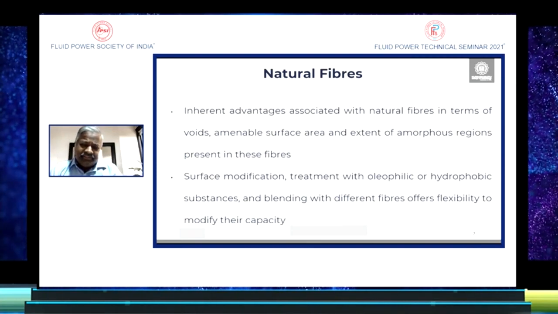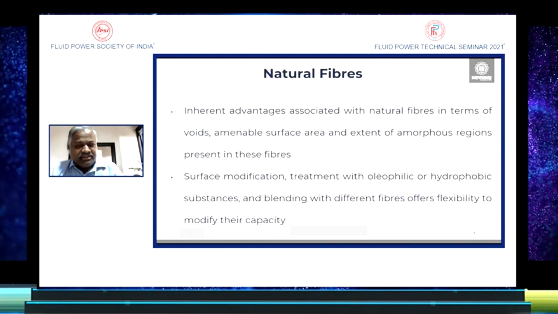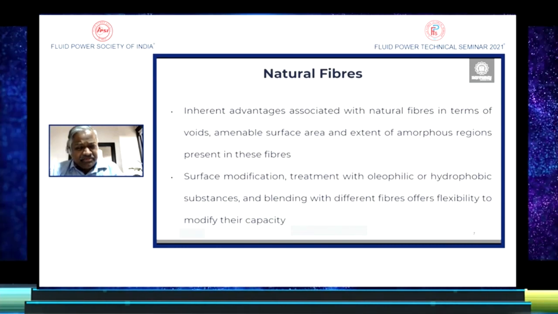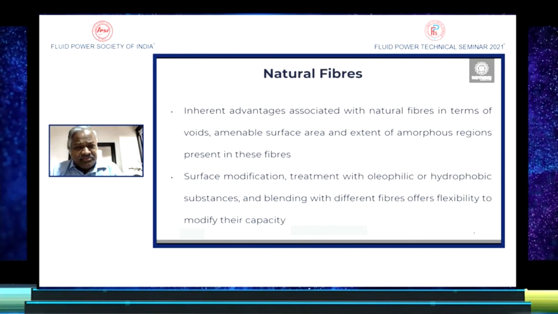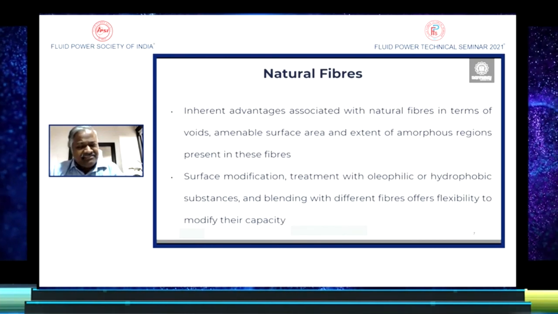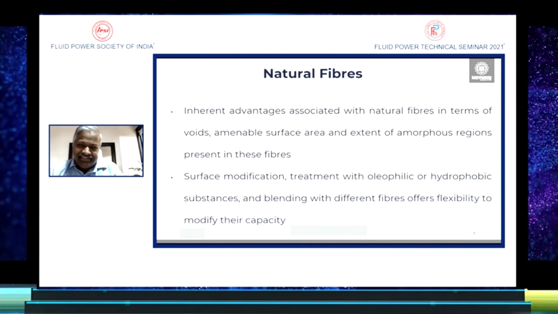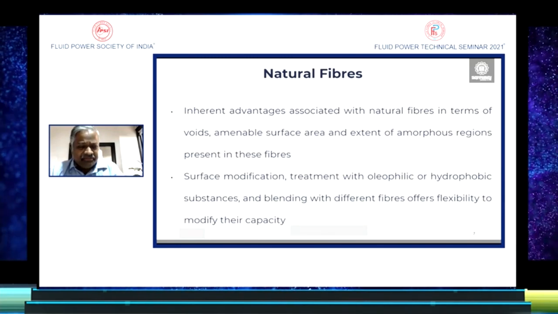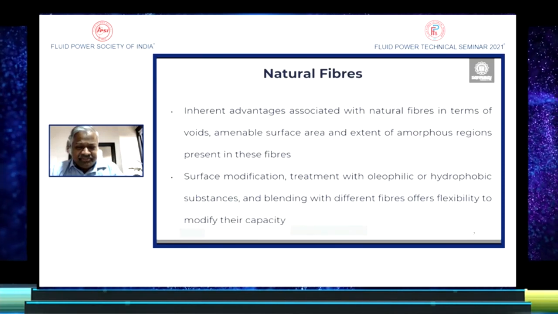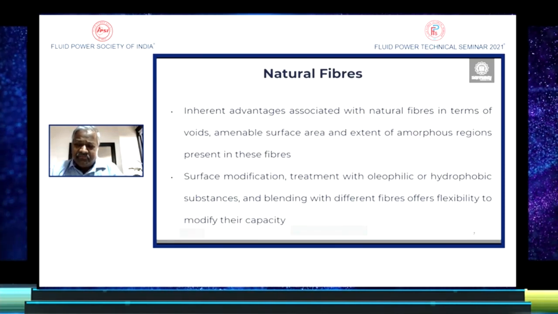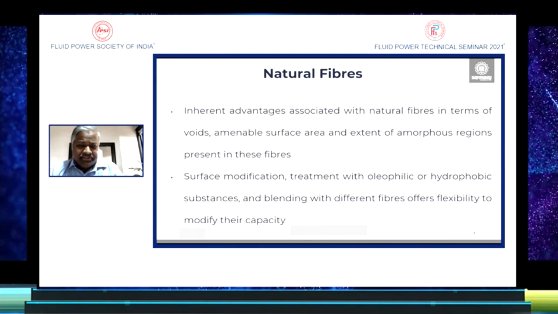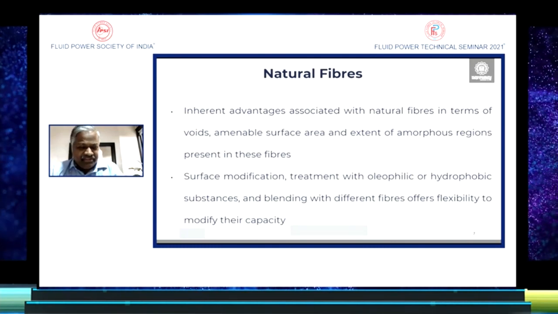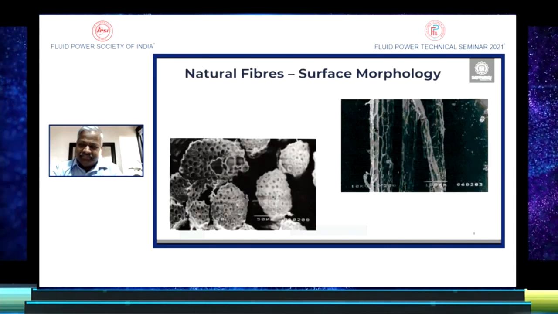Another advantage with respect to filtration and natural fibers is the inherent structure of the product. When these fibers grow in a plant, they contain a huge amount of cell sap. Once we cut the fibers from the plant, the cell sap evaporates and creates some voids. These voids help in arresting the impurities present in the air or in any liquid or fluid. In addition, there are plenty of processes available for modifying the surface, making it oleophilic or hydrophobic, so that depending upon the requirement, we can re-engineer the surface of the fibers. It's very much possible.